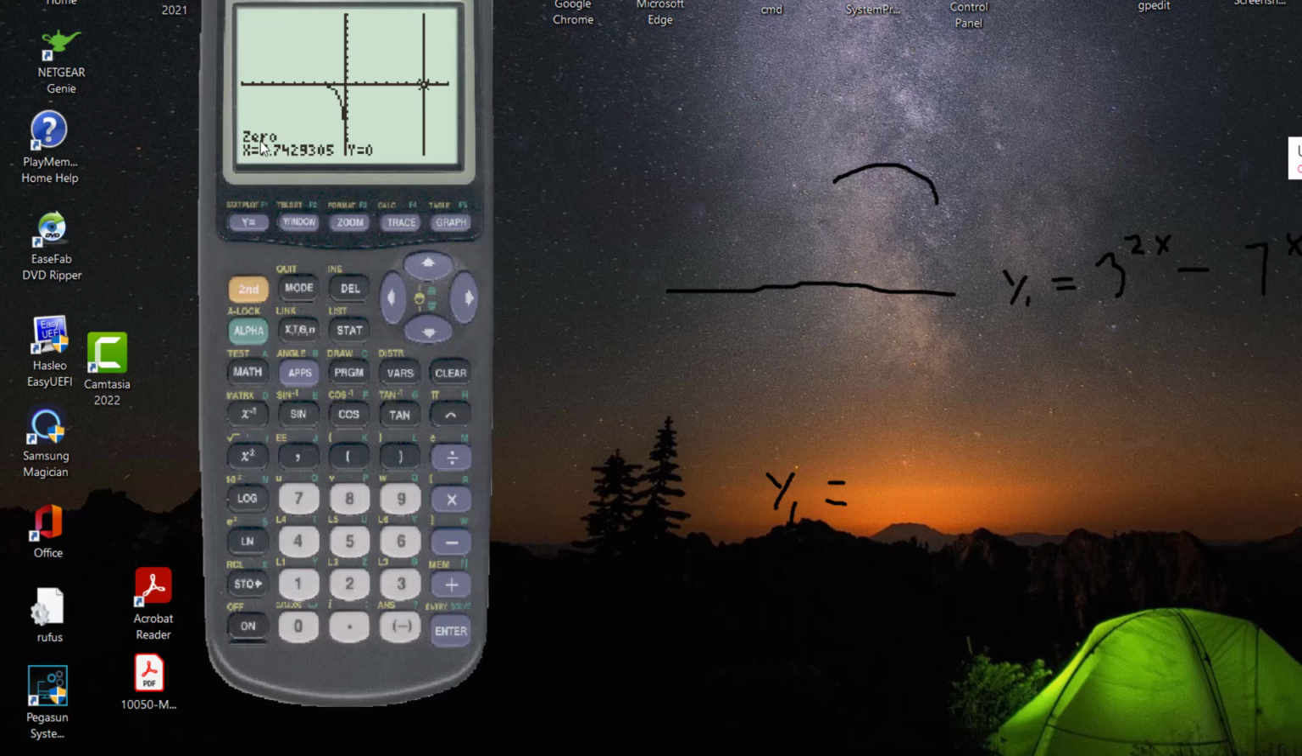And notice it tells me 0. So actually the point here is 7.742930 and 0. So the fact that it gives me y equal to 0 tells me that this is a 0. So my solution is right here. The solution to the equation, which is the 0 of this graph, is x equal to 7.7429305. And of course, you can round it to whatever places you want.